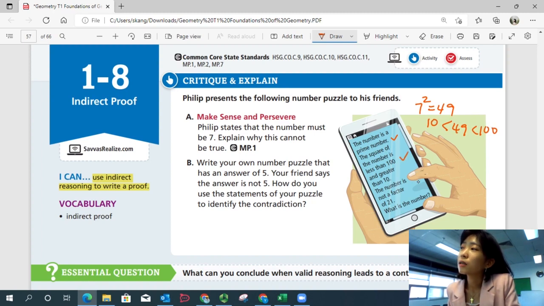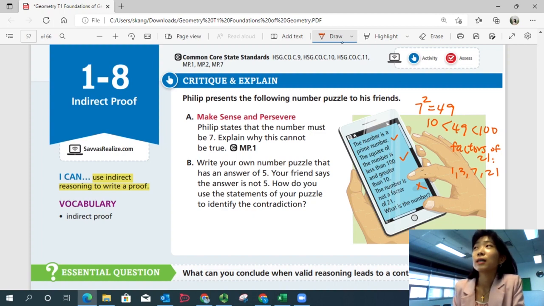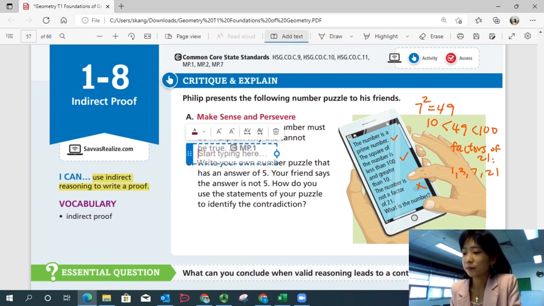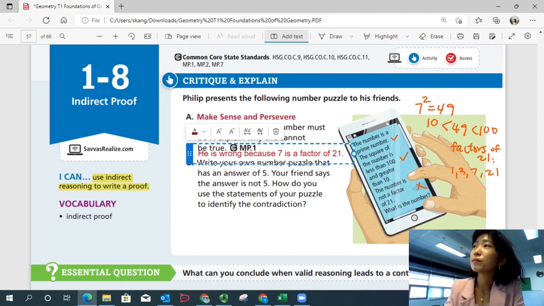The number is not a factor of 21. The factors of 21 are 1, 3, 7, and 21. So it is a factor of 21. So no, that doesn't work. It cannot be 7. Right? He is wrong, because 7 is a factor of 21.